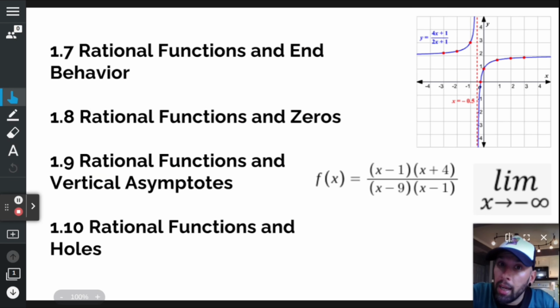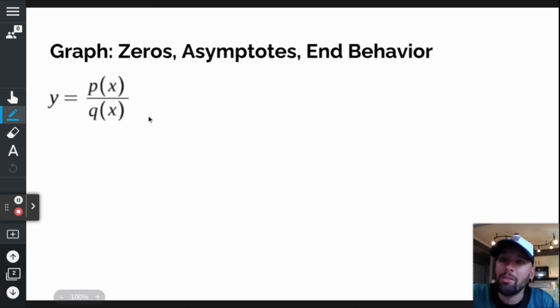What up, what up? Today in AP Precalculus land, we're going through 4 sections. They all talk about rational equations. Rational. That means fractions. So let's get right to it. First thing that we're going to talk about is zeros, asymptotes, and end behavior.